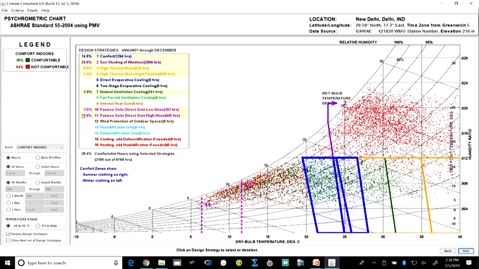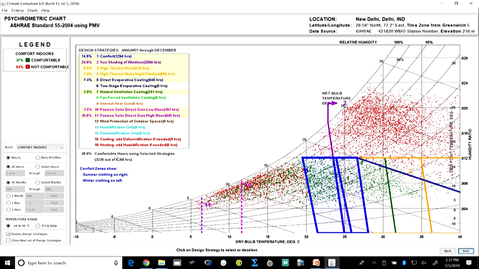If I add the high mass, it will add around 10.8%, which is further during the extreme winters to the comfort hours. If I add wind protection of outdoor spaces, we are not able to bring any hour under comfort. So, let us take away that. Now, we are looking at evaporative cooling, and also at low humidity levels. Here we are looking at direct evaporative cooling, where further more hours will be added to the comfort zone.